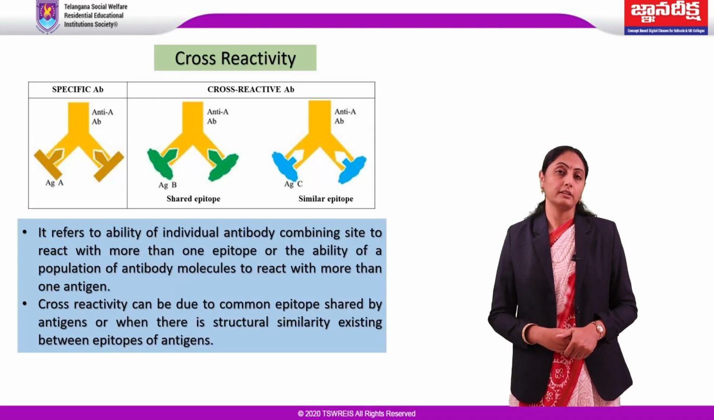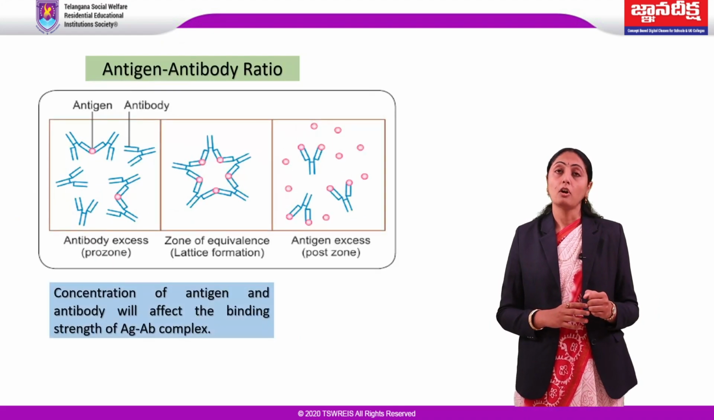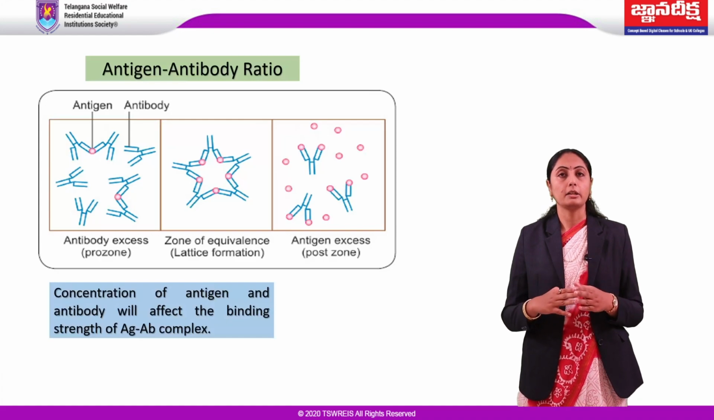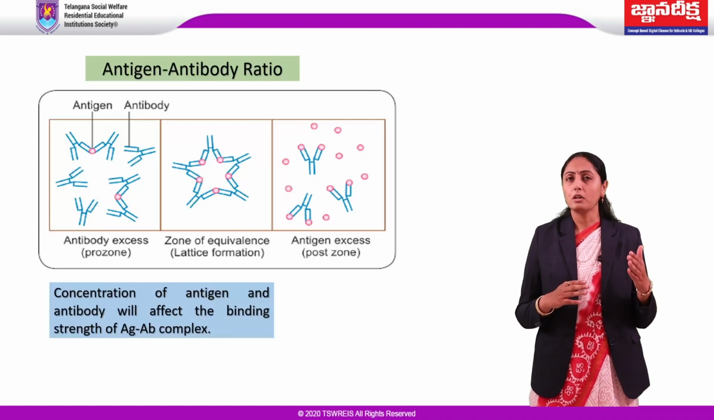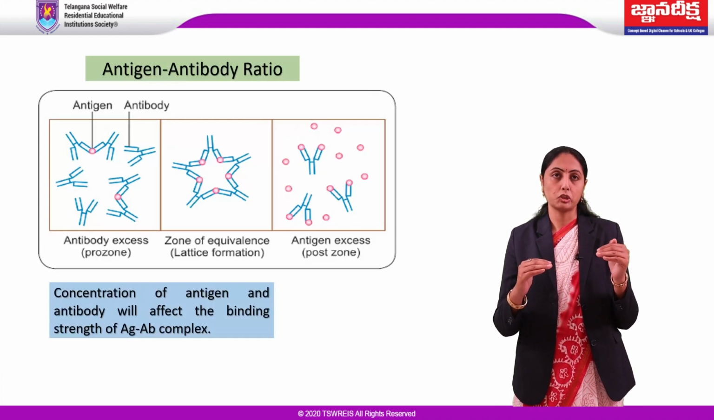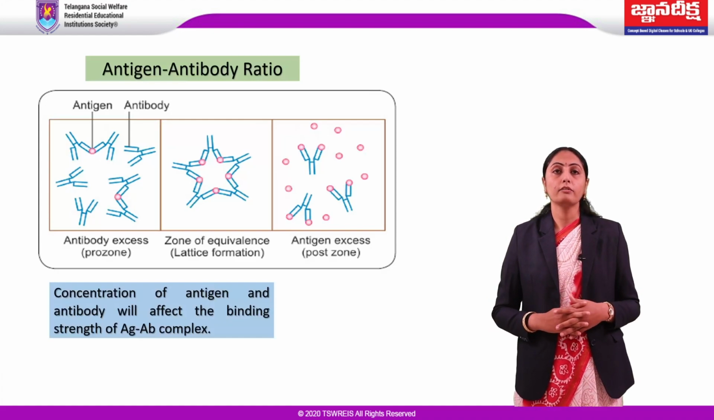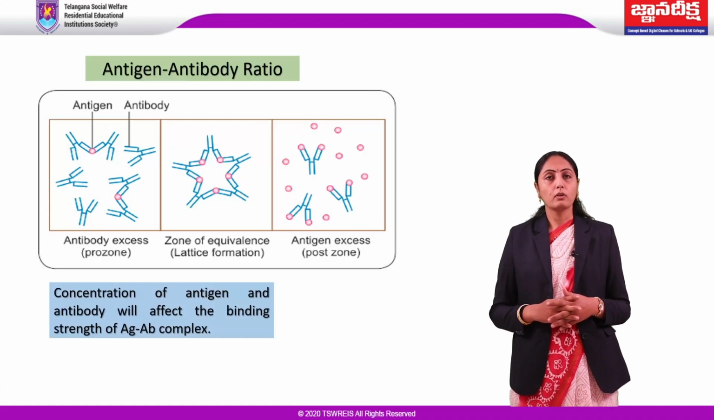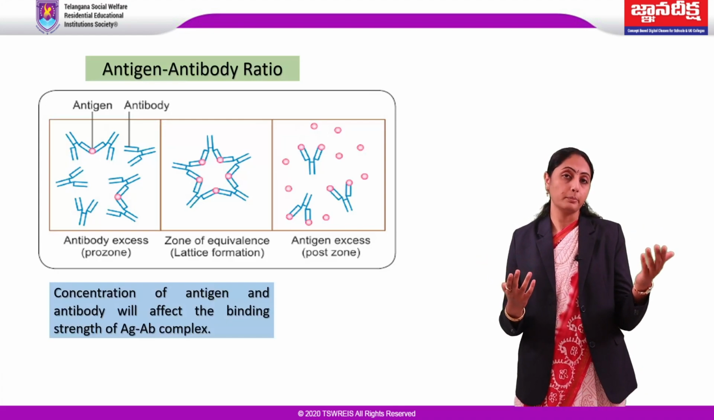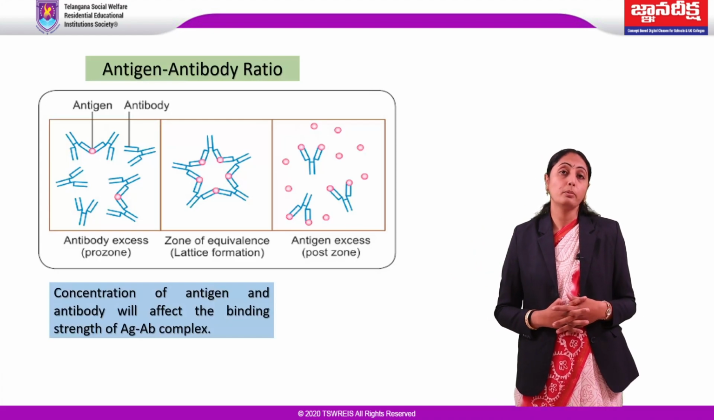One more crucial factor is the antigen to antibody ratio. Either excess of antigen or antibody will not result in appropriate antigen-antibody interaction. It is always desirable to have an optimal antigen-antibody ratio for antigen-antibody complex formation at the zone of equivalence. Complex formation does not occur if antibodies are in excess, known as the prozone effect, or when antigens are in excess, called the post-zone effect.